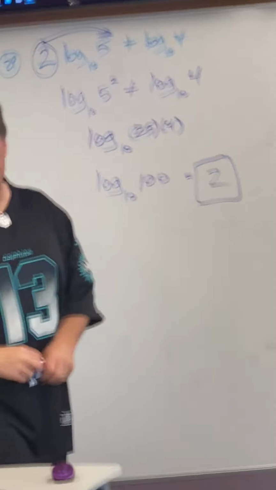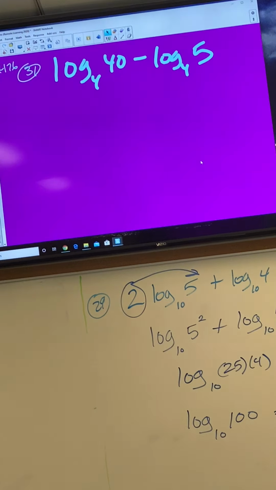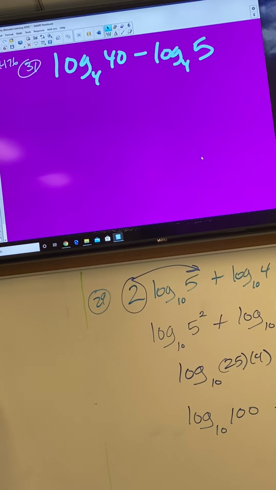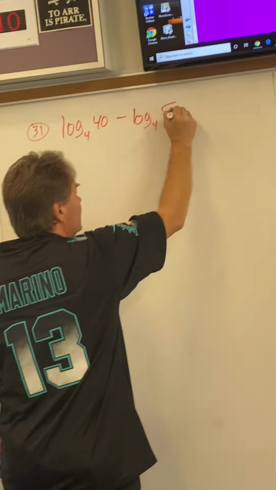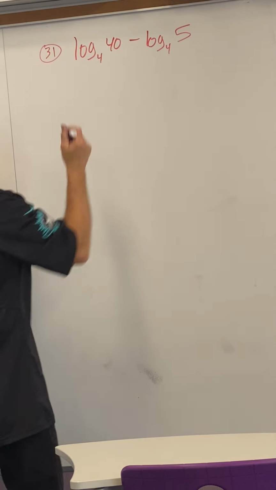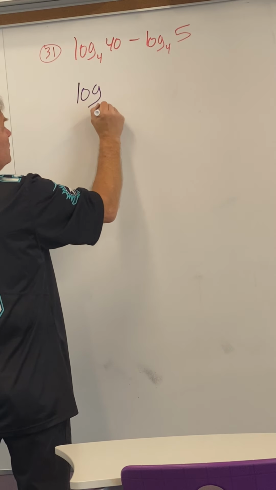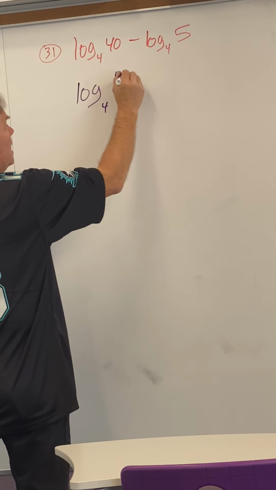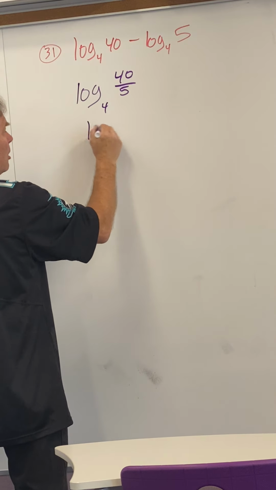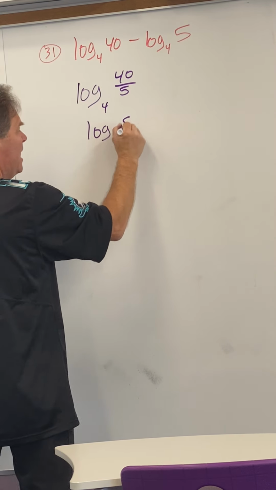Okay, one more, very similar, 31. Log base 4 of 40 minus log base 4 of 5. What? This one seems too easy. But wait, let's see. That's going to be log base 4 of 40 divided by 5. Well, that's 8. Log base 4 of 8.